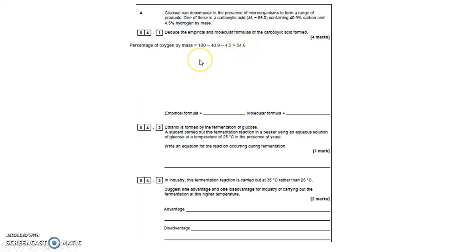54.6% is oxygen. Your next step to work out how many atoms of each there are as a ratio is to take each of the percentages and divide by the relative atomic masses of each of the atoms. So 40.9% divided by 12, which is the mass of a carbon atom, comes out as 3.41. 4.5 divided by 1, a hydrogen has an atomic mass of 1, is 4.5, and 54.6 divided by 16 is 3.41. So oxygen has got an atomic mass of 16. So that comes out as 3.41.